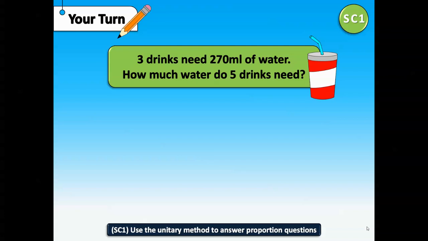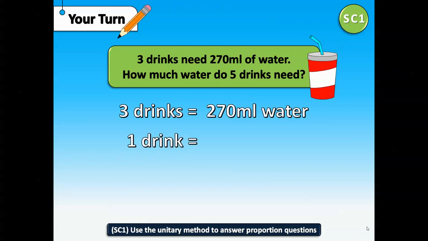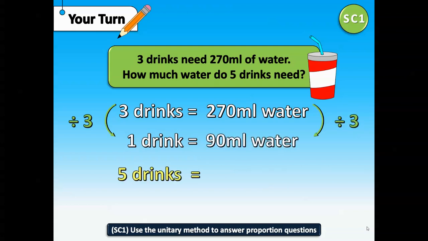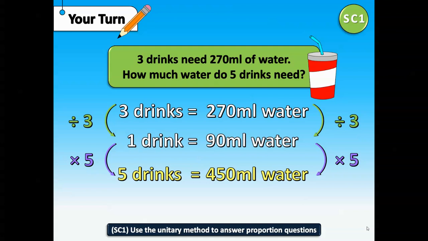So for this question, 3 drinks need 270 millilitres of water. So how much water do we need for 5 drinks? So we work out how much water is in 1 drink by dividing by 3. And then we times that by 5 to work out how much water is in 5 drinks. Well, 5 drinks contain 450 millilitres of water.